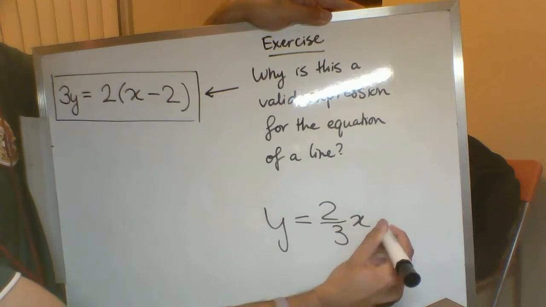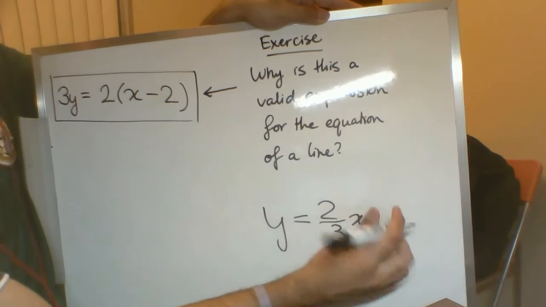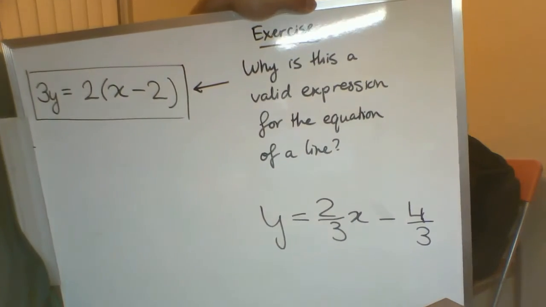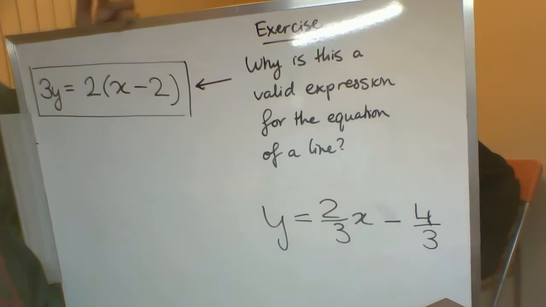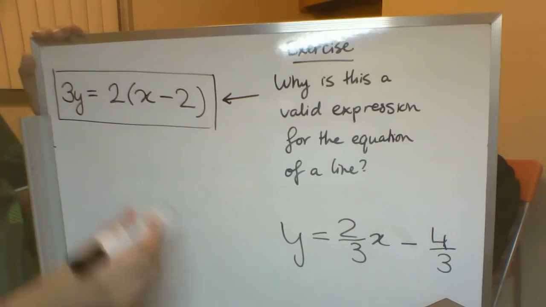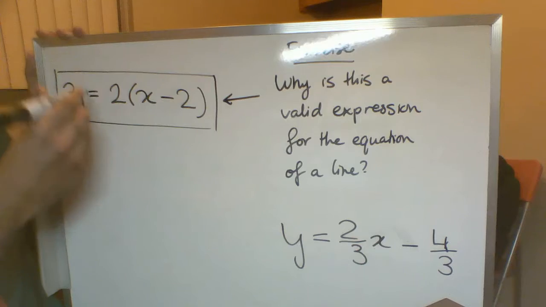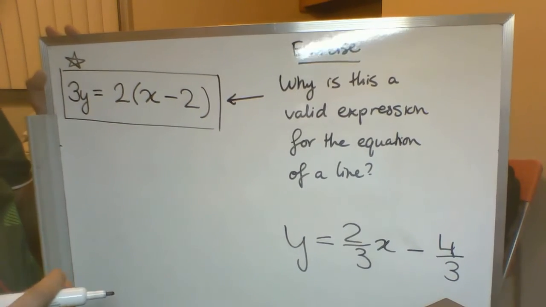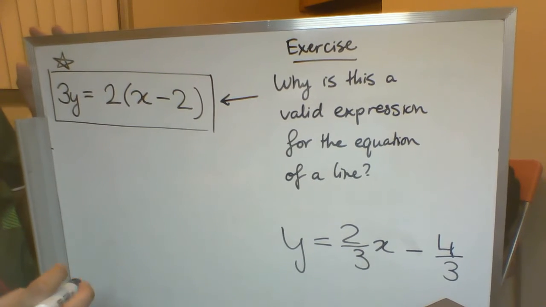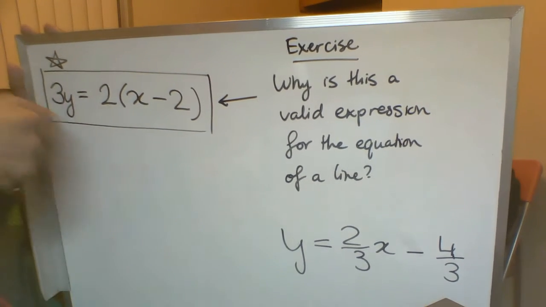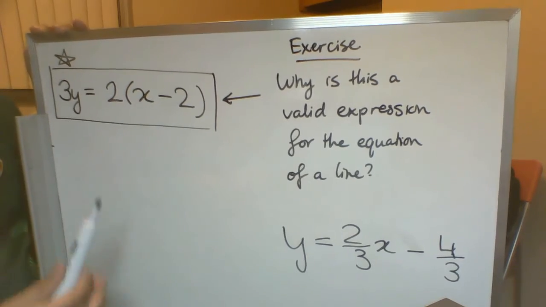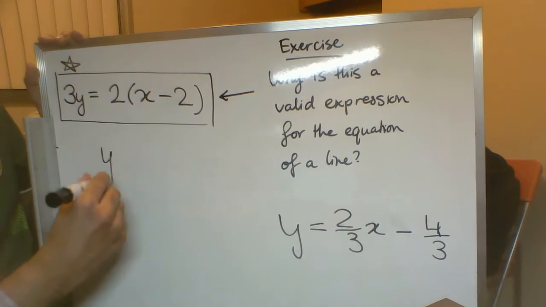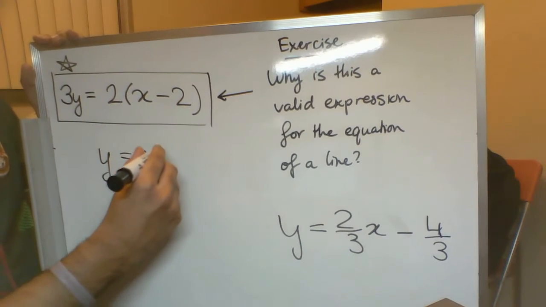Ultimately we came up with the equation y equals 2/3 x minus 4/3. What we left off with was that I rewrote that equation in this form over here, in this box right here. My question to you is, why is this still a valid way to write down the equation of a line? Because it doesn't look anything like y equals mx plus b that we've been working with so far, right?